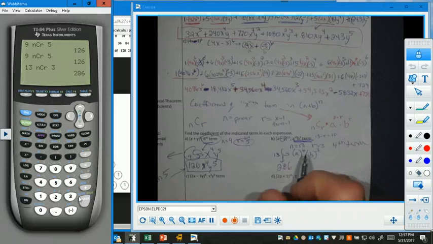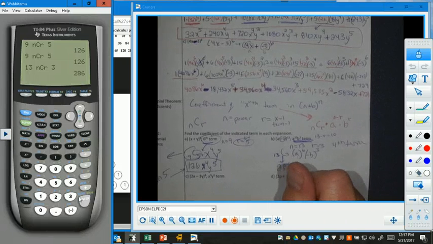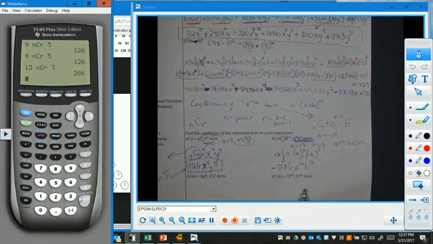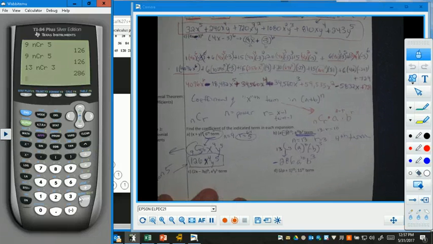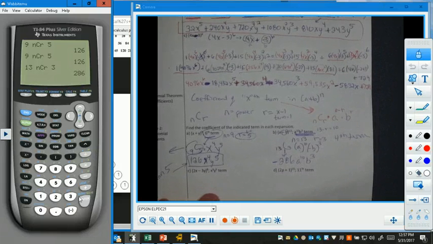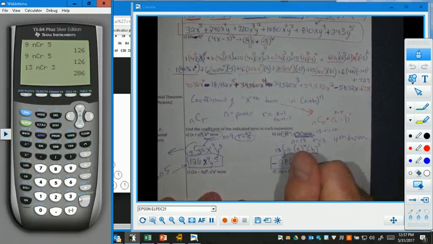And then this is a to the 10th. And negative b to the negative 3rd will be b to the 3rd, but that means I have to make the whole thing negative, because whatever number is here is going to be multiplied by negative 1. So negative 286, a to the 10th, b to the 3rd.